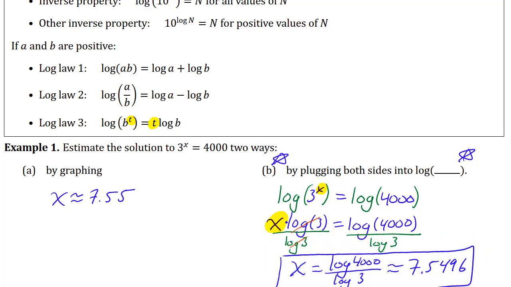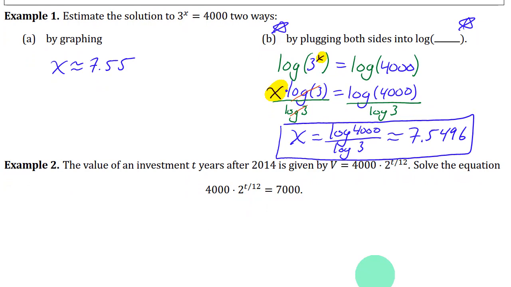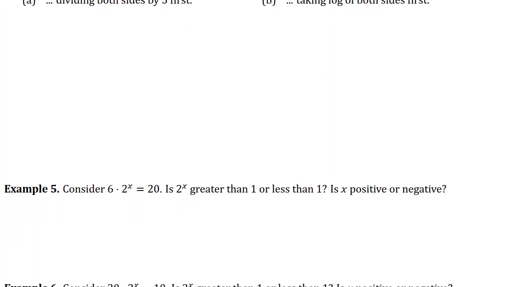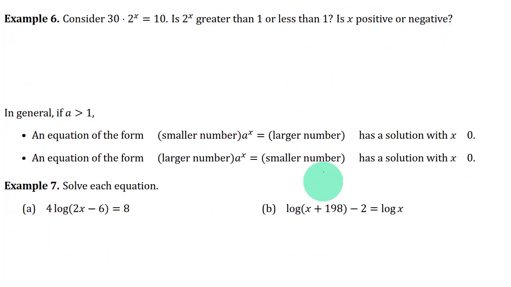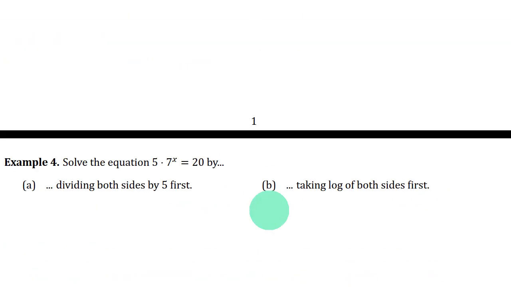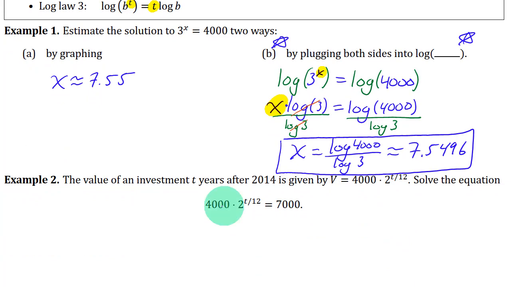All right, so that's the trick here, is that if you want to get an x, a variable, out of an exponent, you can take a logarithm of that and then use log law 3. That's what we're going to be doing for a lot of these problems here. So here's example 2, and this section is mostly solving a bunch of equations. Example 7, solving some more equations, and then you got some exercises to solve some equations. This method we're doing right here is going to be the most commonly used one. So let's try it with this one. We want to solve this equation.